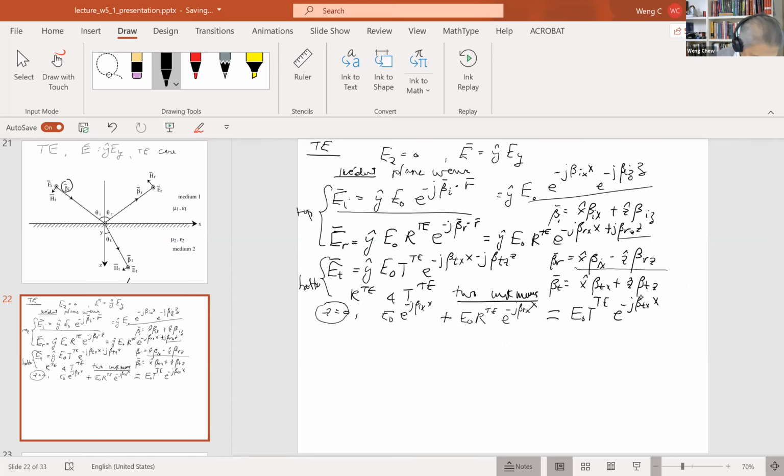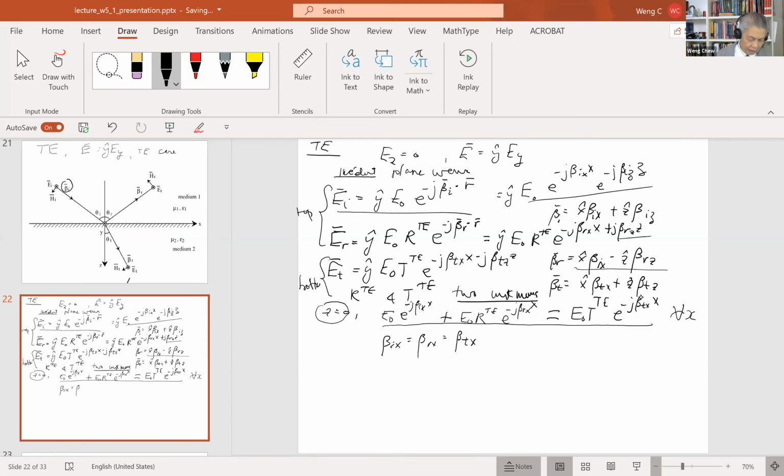And this has been matched at z equal to 0, but this is going to be equal to each other for all x, okay? The mathematical symbol for that is "for all x." And these two expressions cannot be equal to each other for all x unless you have beta_ix equal to beta_rx equal to beta_tx.